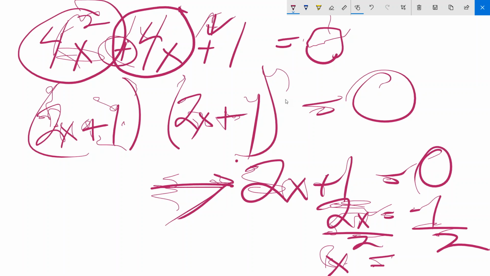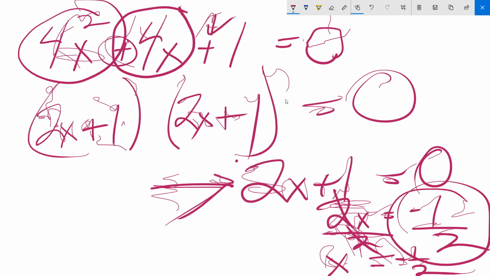Remember with algebra, you can do anything you want on one side of the equation as long as you do it to both. And by dividing both sides by 2, those 2's cancel, and I end up with my x. What's x equal to? Negative 1/2. It just stays the way it is. Look at my screen. There's the negative 1/2 right there.